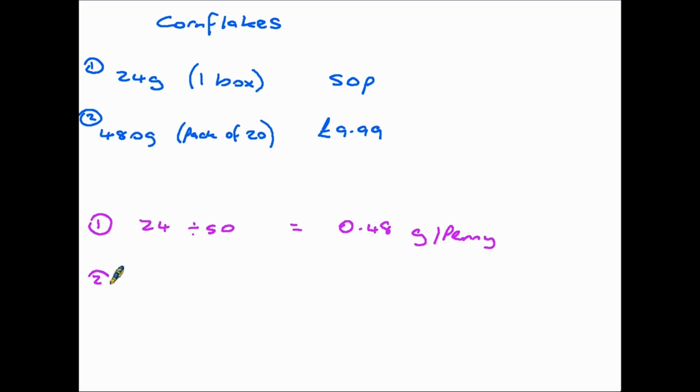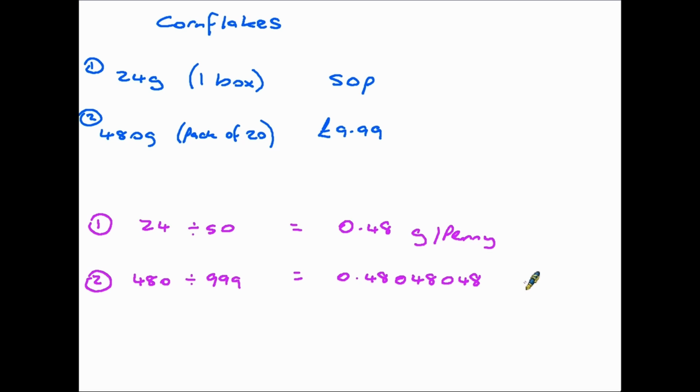If instead I go for the multi-pack and buy a pack of 20, I am therefore buying 480 grams, and the price in pence again is 999. Now, if you do this on a calculator, you'll find that the answer is 0.48, but it then continues and in fact recurs at 048, 048, and so on.